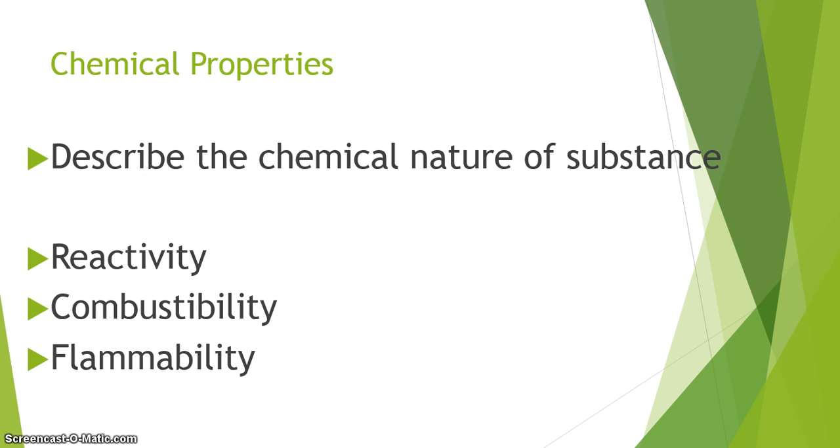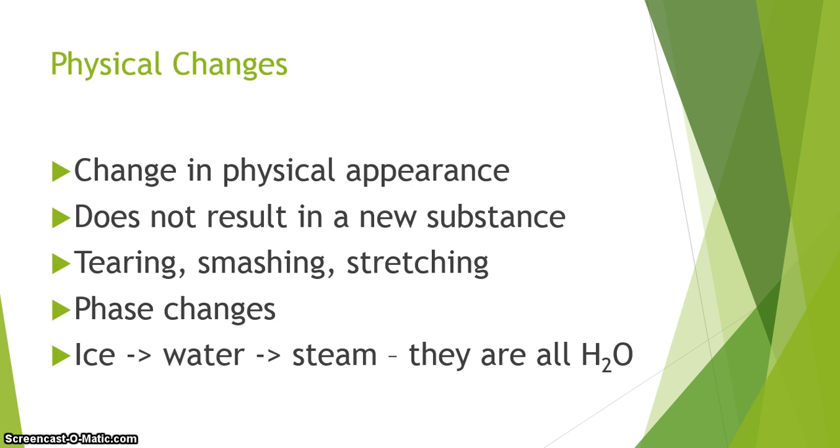So chemical properties describe the chemical nature, the reactivity or the combustibility or the flammability. Reactivity is something like, we know that iron will rust if you leave it outside. You know, if you leave your bicycle outside, it'll rust. Combustibility, whether or not something will explode. Flammability, you know, whether something will burn.